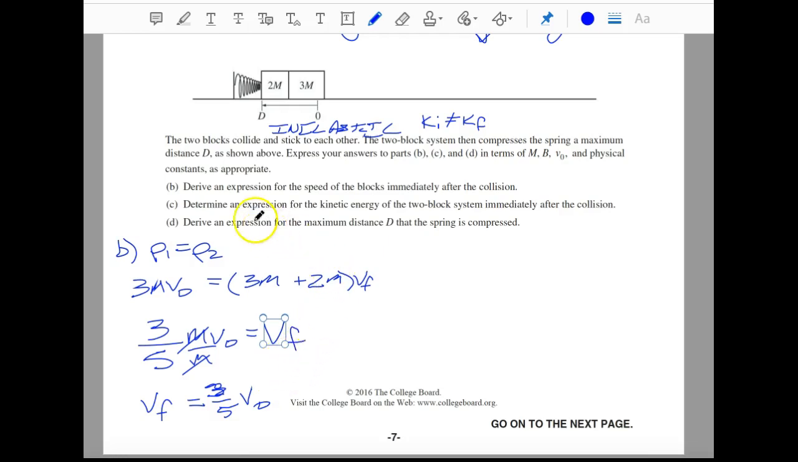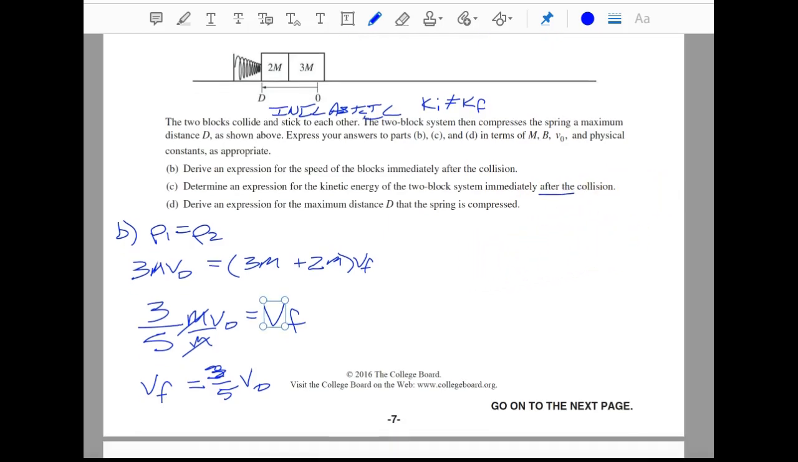Next part says determine an expression for the kinetic energy of the two-block system immediately after the collision. So we need to do that next. Let's go ahead and find the kinetic energy after. So kinetic energy after, this is letter C.